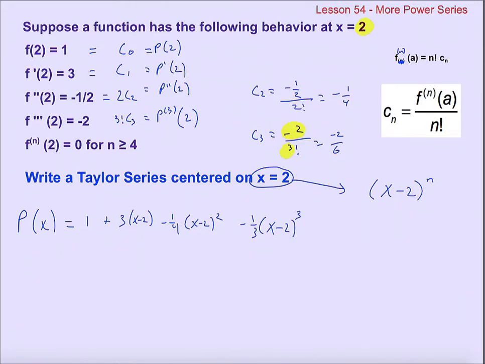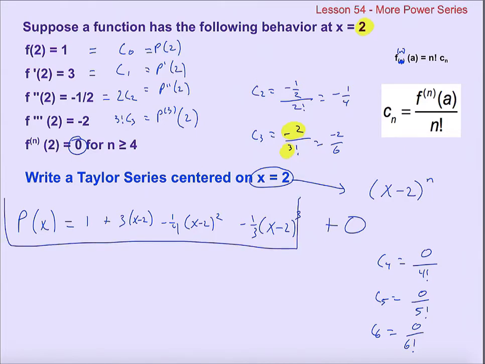And if this Taylor series needed to keep going, it would, but keep in mind that every derivative after this is going to be equal to 0. So my C4 would equal 0 over 4 factorial. My C5 would equal 0 over 5 factorial. C6 would equal 0 over 6 factorial. And it'll keep going like this. All of these terms will just be 0, so we don't need to worry about them. And so this is the Taylor series that we're looking for.